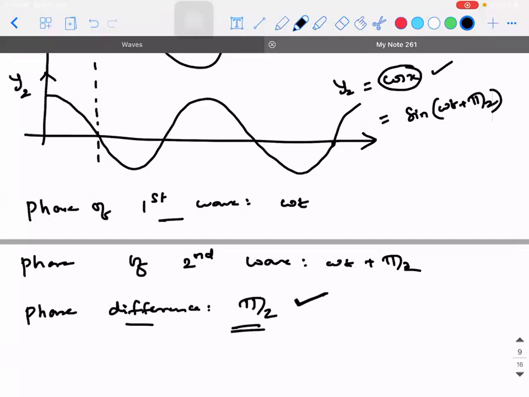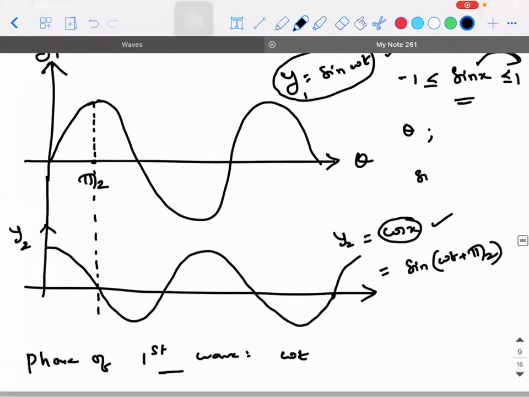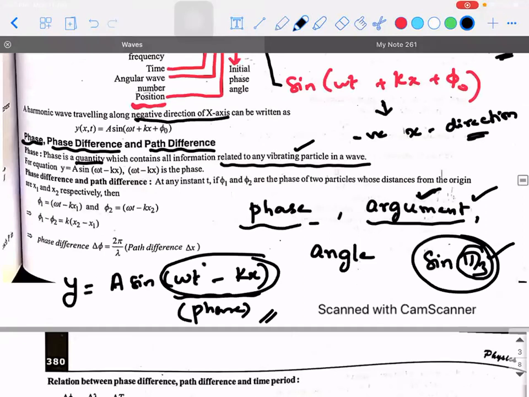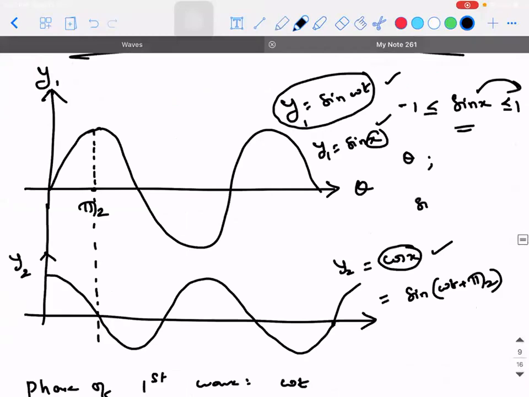Sir, how did we get omega t as the phase of the first wave? I just replaced. I took y1 is equal to sin x. So sin x is mathematics, is what I told. If I replace x with omega t, that is how you write the equations. Everything here is written in terms of omega t only. Where is it? Omega t minus kx, that is how you write. That is why I changed x to omega t. Here I didn't do any derivation. Don't get confused.